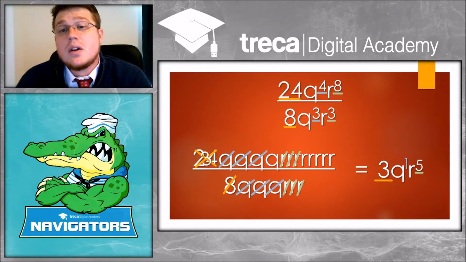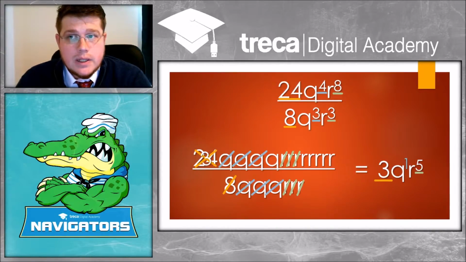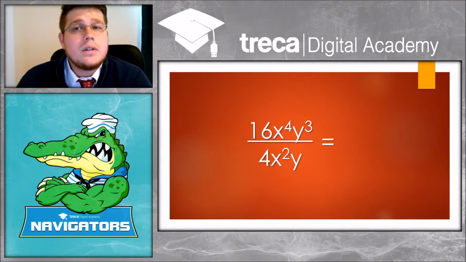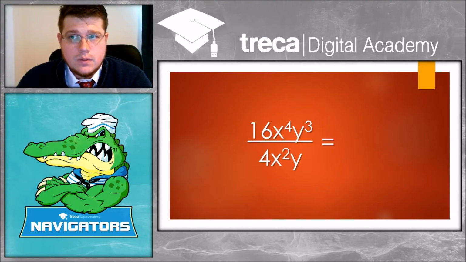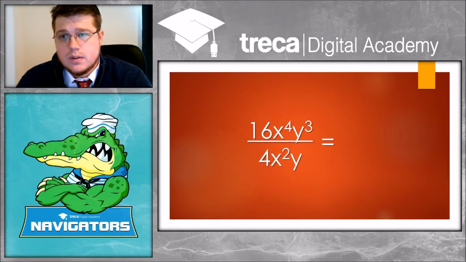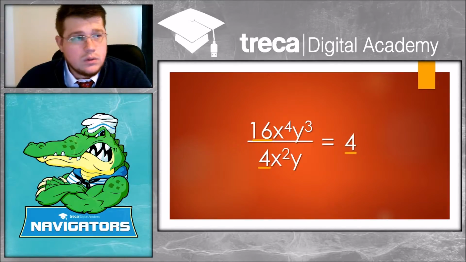Are you ready to try it without going to expanded form? Here we go. 16x to the 4th y cubed over 4x squared y. What do we do first? We're going to divide our coefficients. 16 divided by 4 is 4. What do we do next?